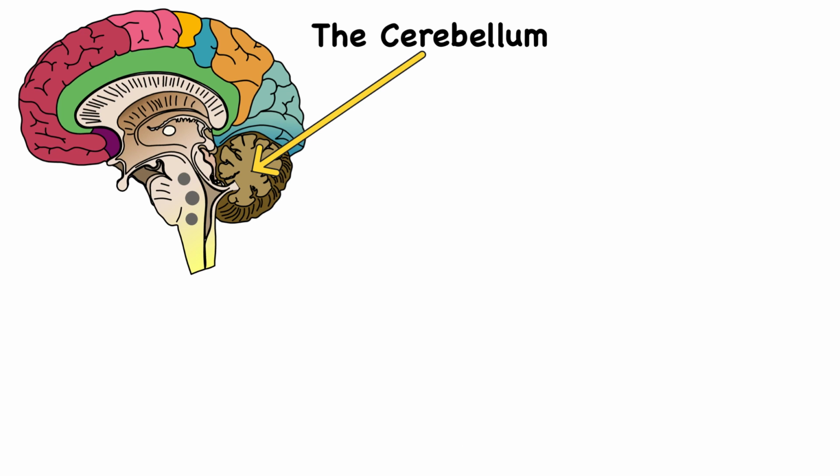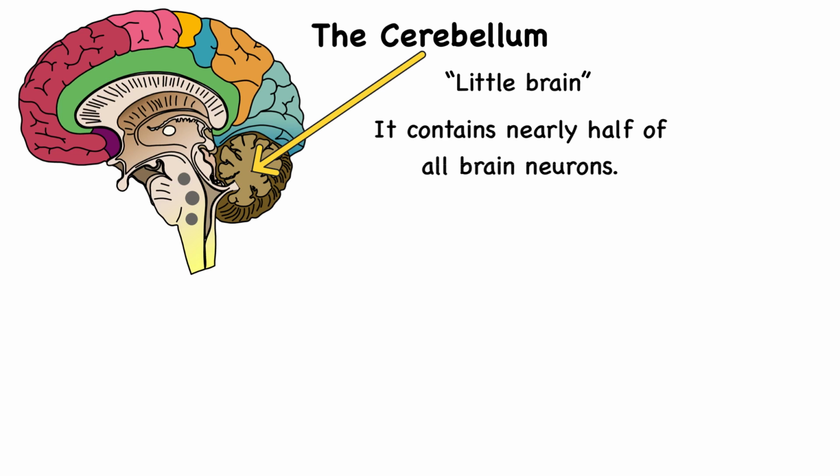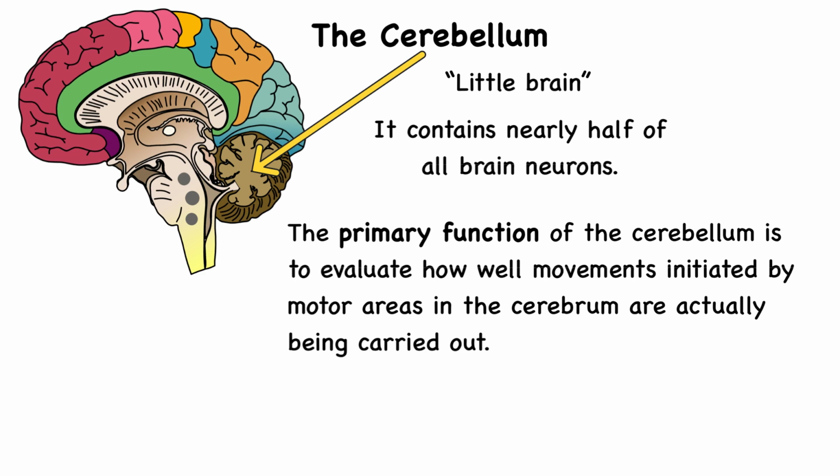The cerebellum is referred to as the little brain. Although it makes up about 1/10 of the brain's mass, it contains nearly half of all brain neurons. The primary function of the cerebellum is to evaluate how well movements initiated by motor areas in the cerebrum are actually being carried out. Basically, it fine-tunes movement by comparing what your body intends to do with what it is actually doing. When movements aren't being carried out correctly, the cerebellum detects discrepancies.